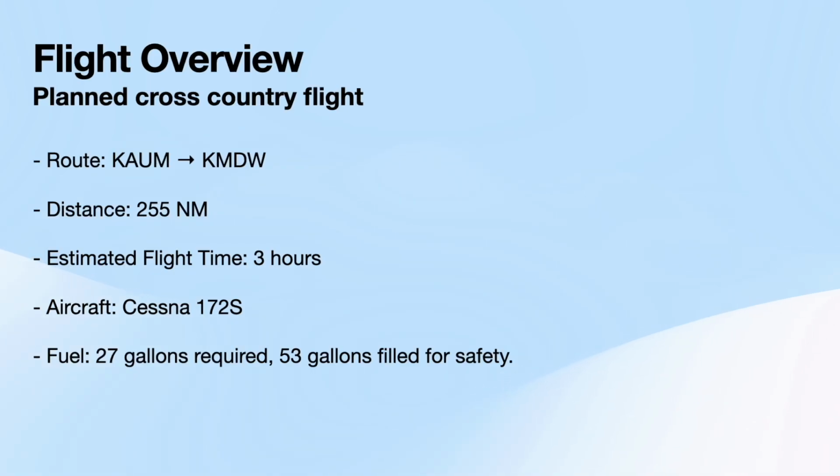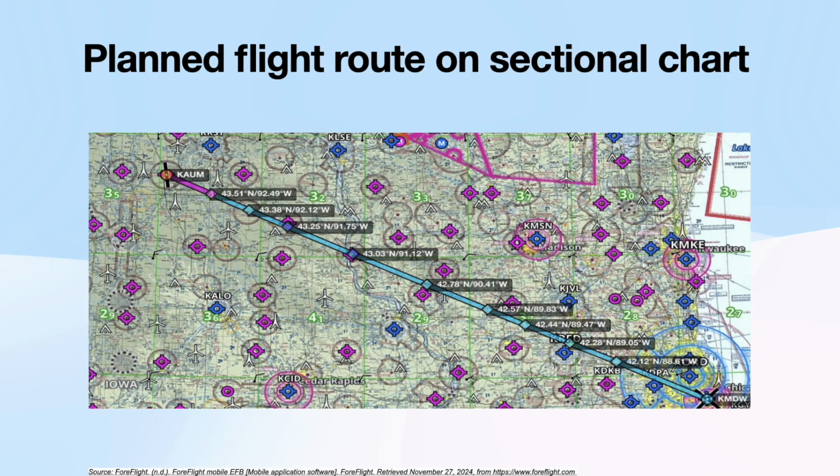This flight was designed for a distance of 255 nautical miles, estimated to take 3 hours in a Cessna 172S. While I calculated the fuel requirement at 27 gallons, I planned to fill the tanks to their maximum capacity of 53 gallons to ensure safety. Here's the planned route on a sectional chart.